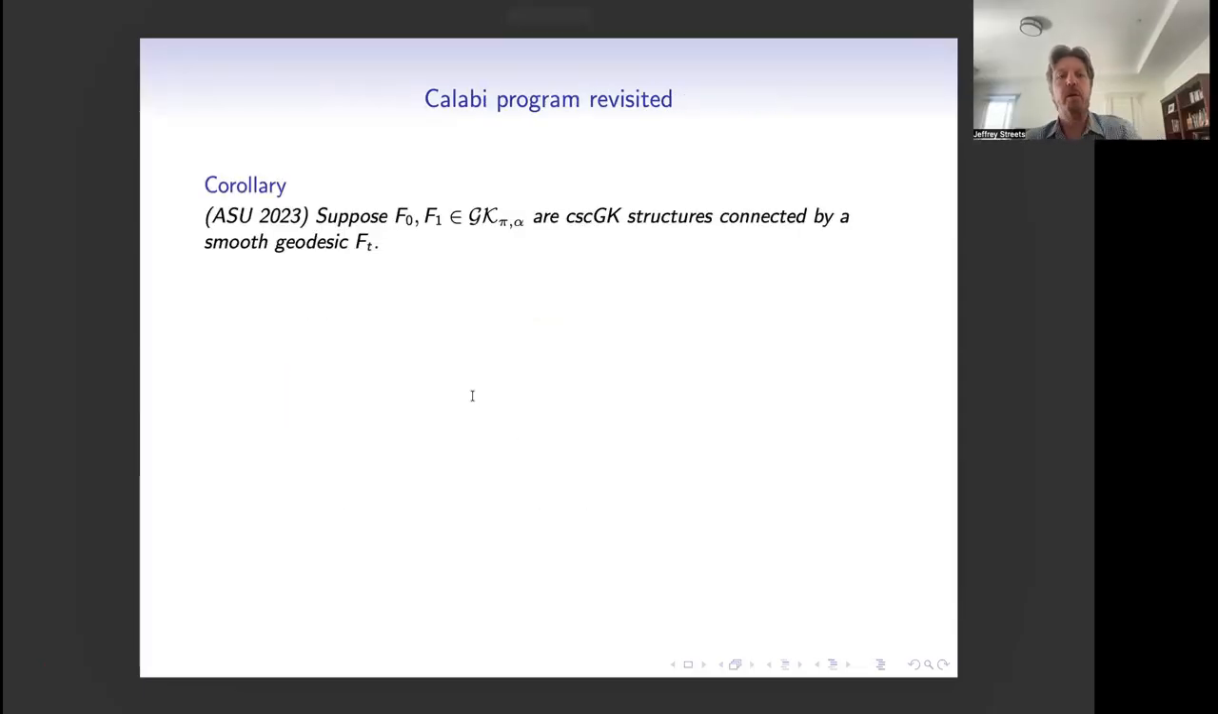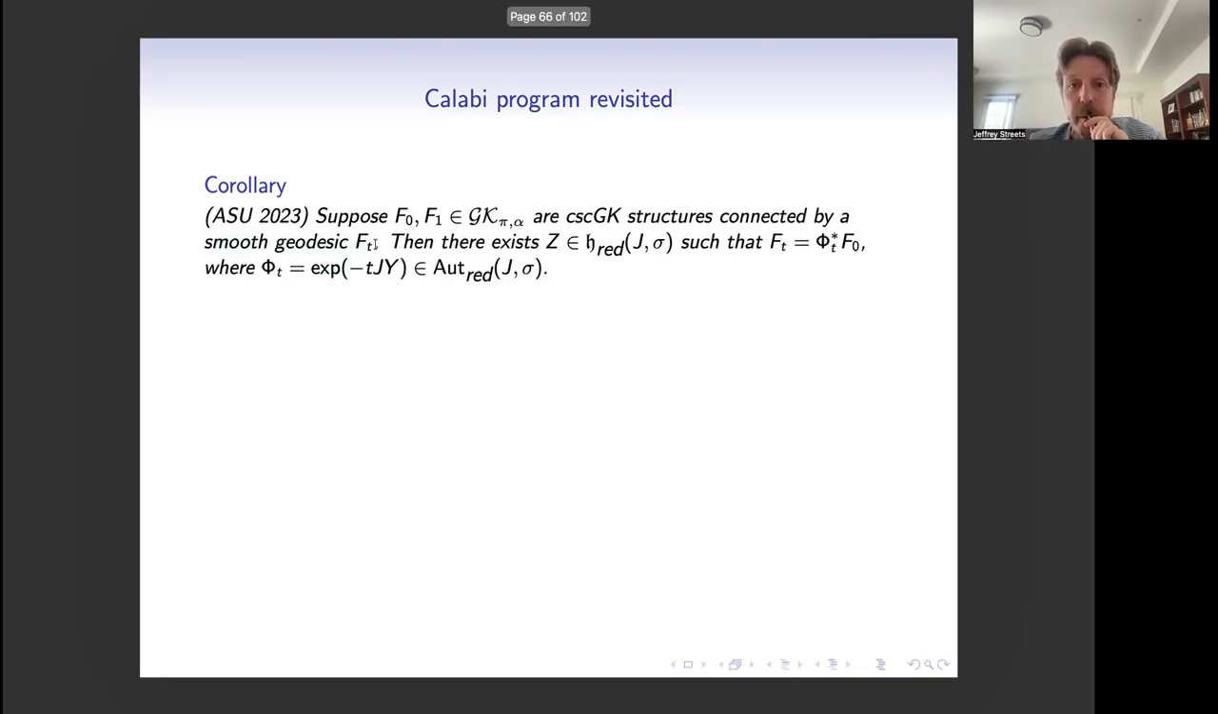Yeah. So now I can go back to this Calabi program and state it a little bit more precisely. Or, sorry, before that, let me state one corollary. A corollary of the previous discussion is that if I have two constant scalar curvature generalized Kähler structures connected by a smooth geodesic, now that's a big ask, and even in the Kähler world that's not always possible, but if they are connected by a smooth geodesic, then in particular there exists some vector in the Lie algebra of reduced automorphisms, such that this geodesic is just pulled back by this symmetry.